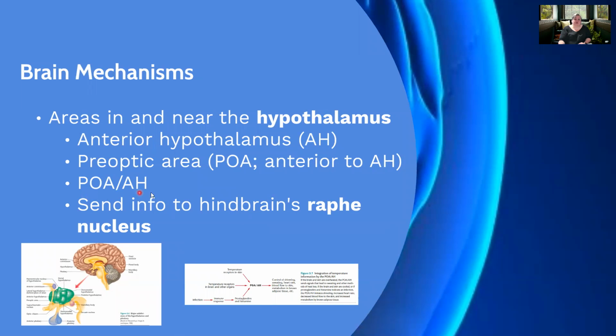You'll often see them referred to together as POA/AH. So you'll see that, and that's what it's referring to, these two together. And these two together send info to the hindbrain's RAS nucleus to basically help the body know what it needs to do to help regulate temperature.